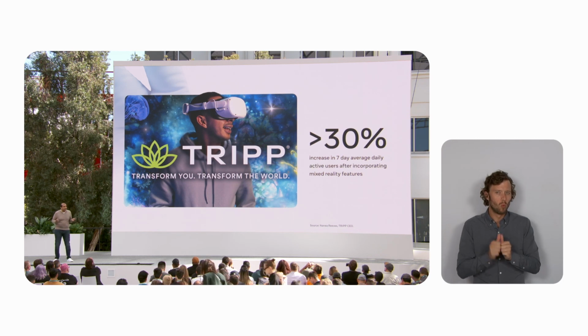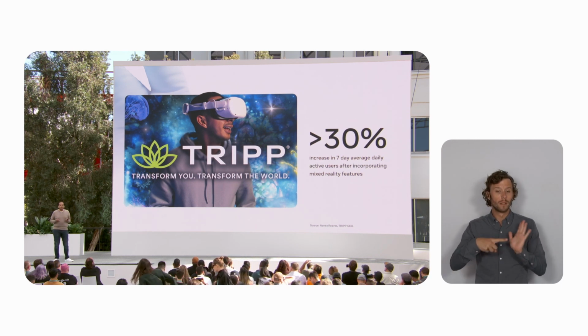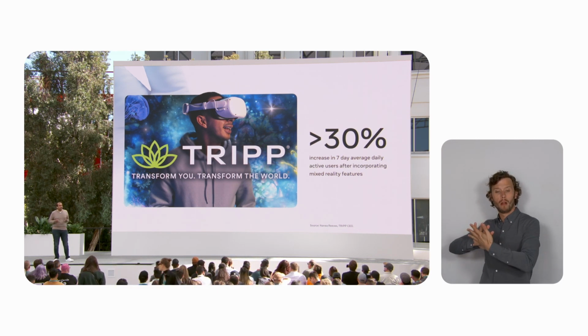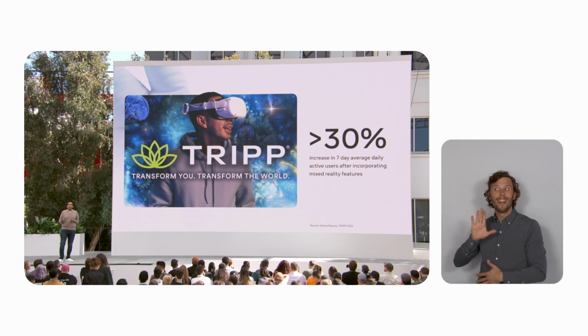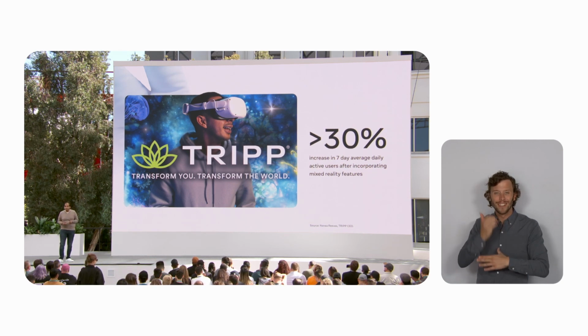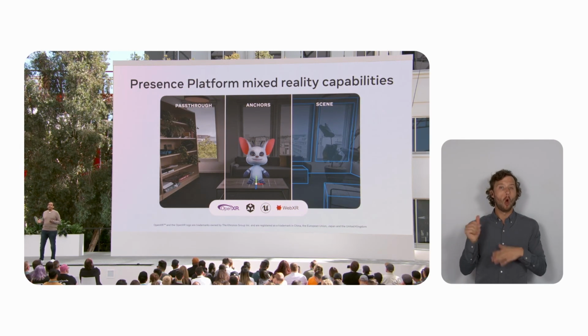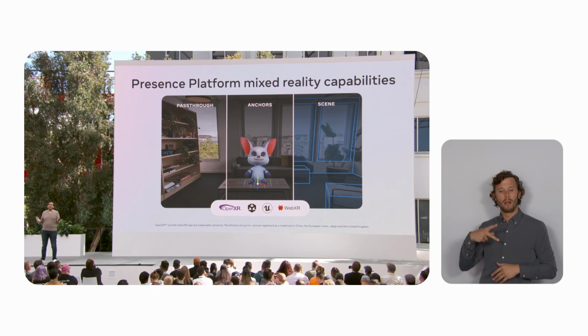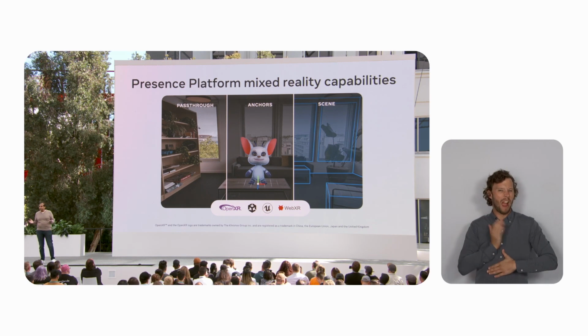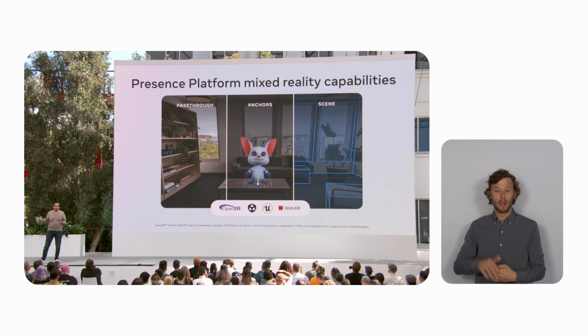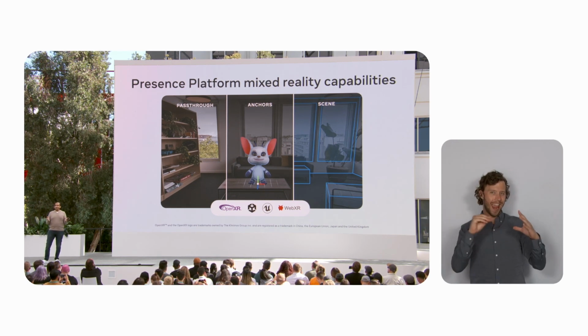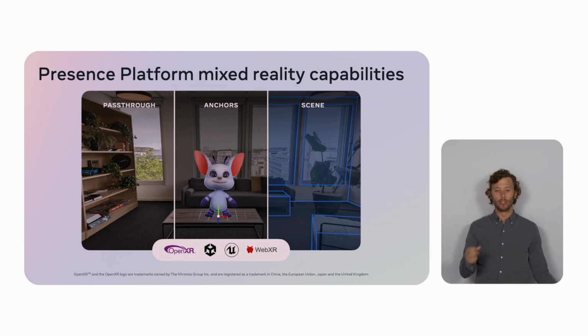For example, Trip incorporated pass-through and boosted their 7-day average daily active users by over 30%. All of these applications are powered by Presence Platform's mixed reality capabilities: pass-through, scene, and anchors. You can use them natively in Unity, Unreal, or WebXR. First, let's talk about pass-through.